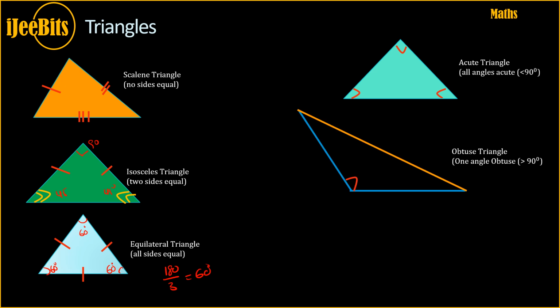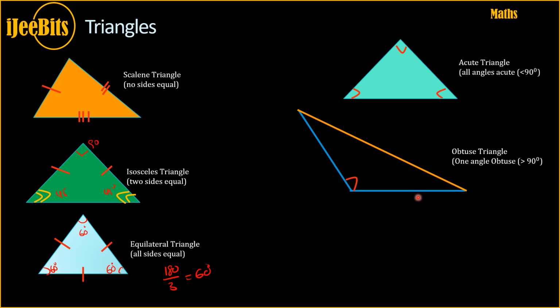Next one. What do you see? One angle is greater than 90. Why is it greater than 90? Because if you take a straight line here, this is 90, and this angle is greater than 90, and hence we call this an obtuse triangle. So one angle must be obtuse in this triangle. Obviously you cannot have two angles within a triangle greater than 90, because the sum of the angles within the triangle is at most 180.